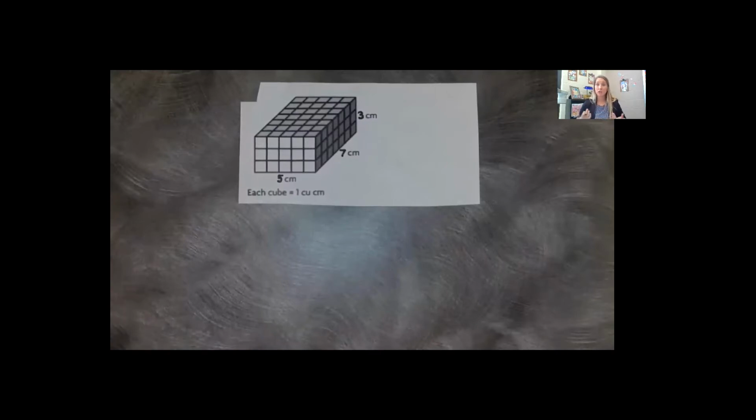You're right. I might lose track of how many there are, and I might make an error. Instead, we can use information from the problem to help us find the volume.